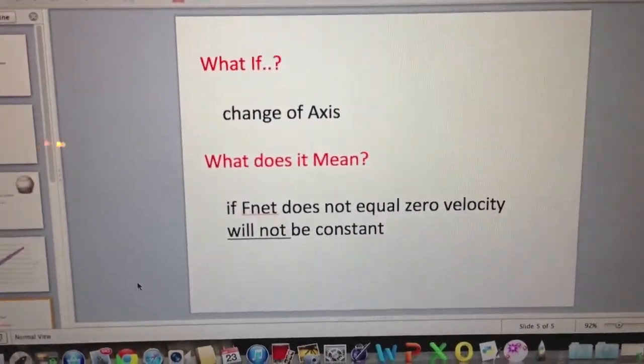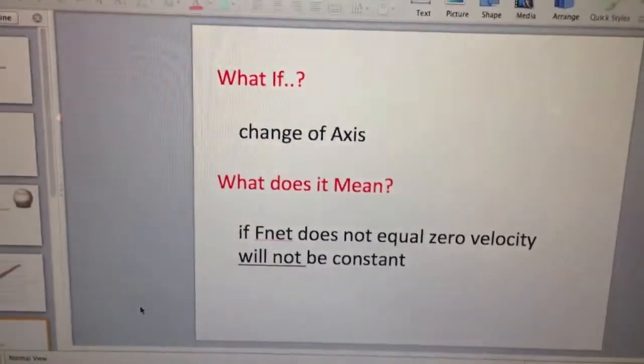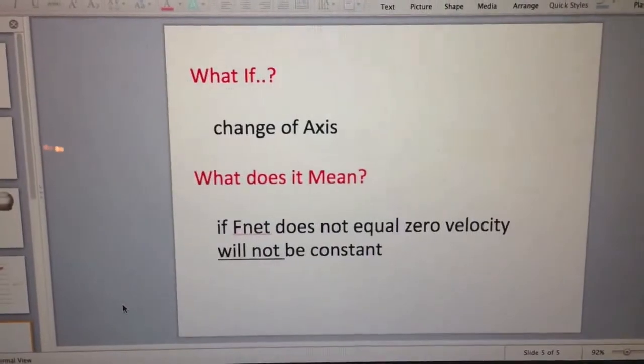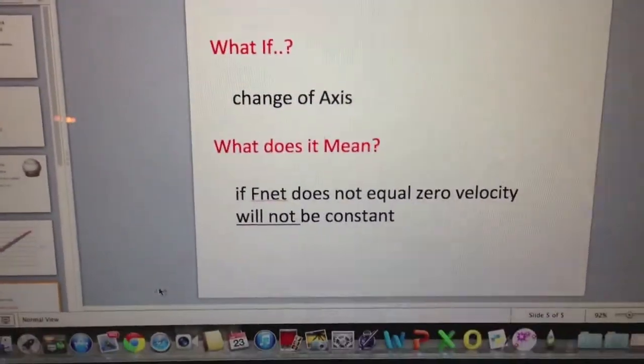And what does it mean? If we were to sum up the actual forces acting on a ball, if the net force was not equal to 0, this would mean that the velocity would not be constant.